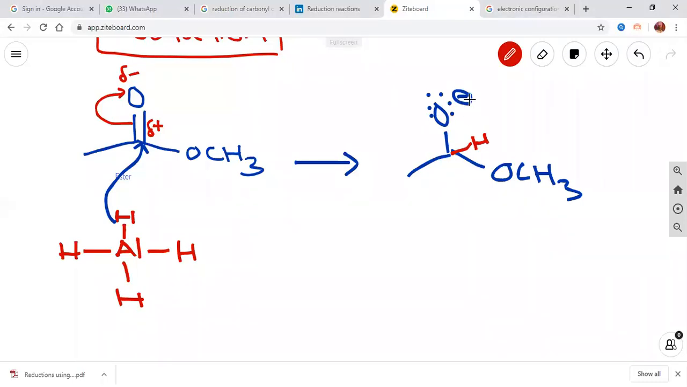Now this bond, there is nothing which can leave other than this. This is a very good leaving group. So this OCH3 group leaves the molecule. And this again comes back to the oxygen and forms a double bond with the carbon.